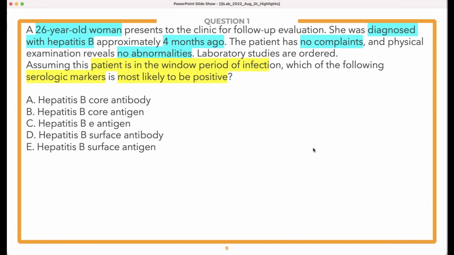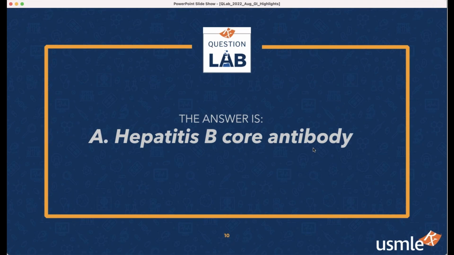And the answer to question number 1 is answer choice A, hepatitis B core antibody. And the group got it right tonight. So nice job, everybody. For those of you who might have missed it, that's okay. We are here to get you on the right path. So Paris, take it away.